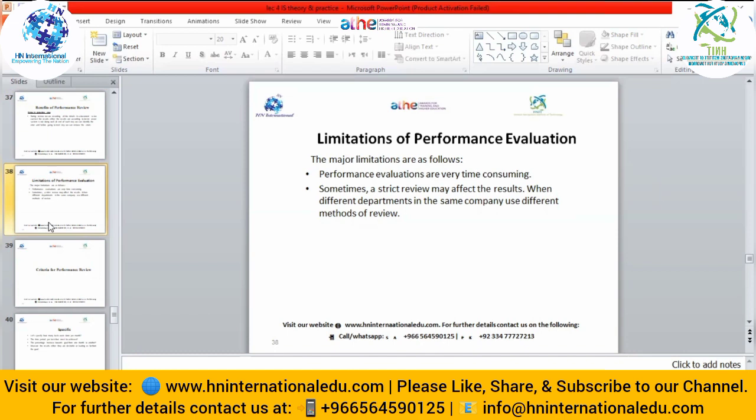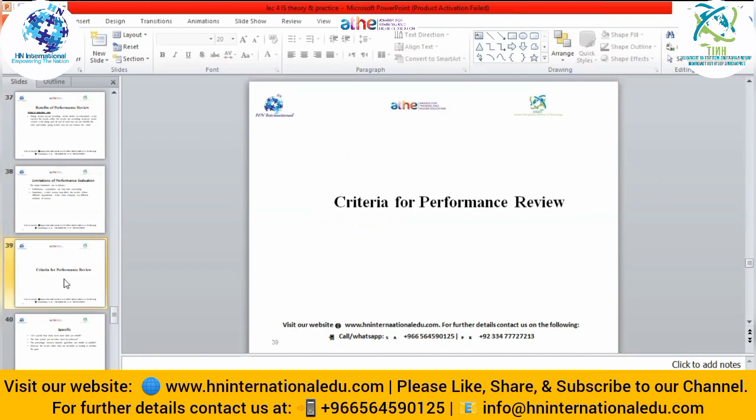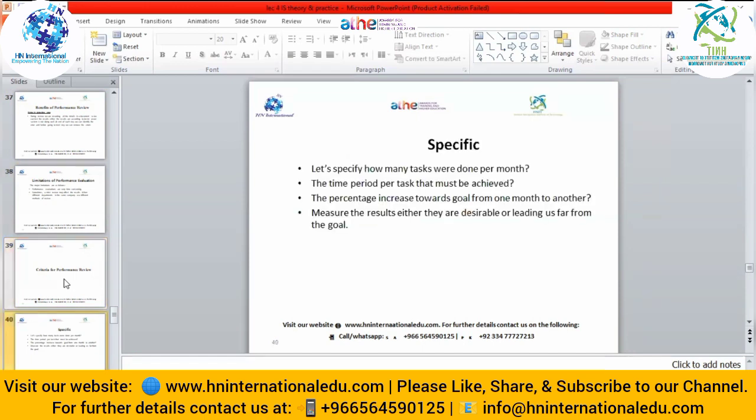So sometimes the reports do not match, and it will lead us towards conflicts, and we cannot judge how we can improve our performance. So sometimes it will affect the results. So for the criteria for performance review, we have to specify each and everything. Generally we are not discussing, we are specifying our goal, our steps, our methodology. So we have to specify each and everything.